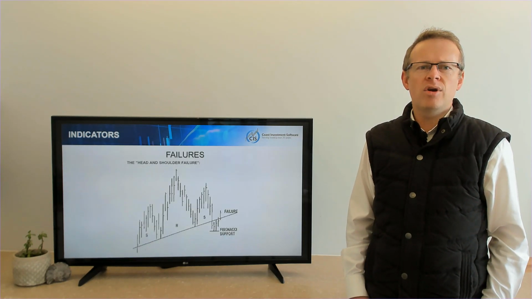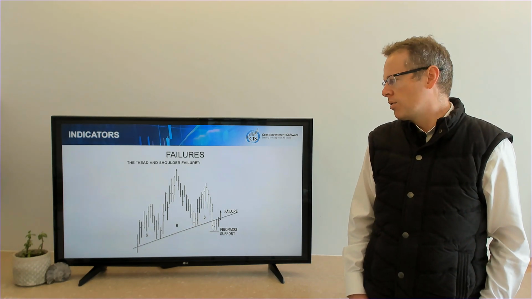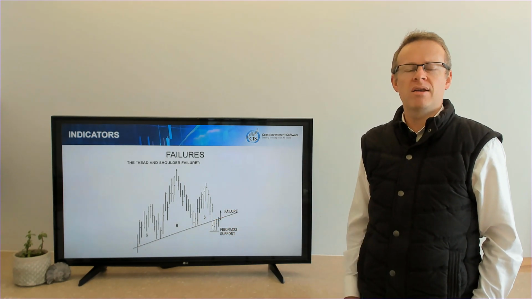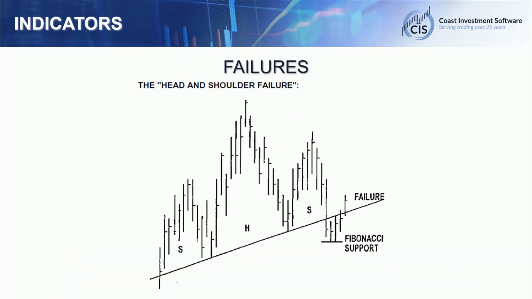And then looking at failures, those of you who are familiar with patterns will know this is a head and shoulders pattern, and what might happen is you get a breakout from this head and shoulders right into Fibonacci support, and when it moves back onto the other side of the trend line, you have what we call a failure setup, which can be very powerful context.